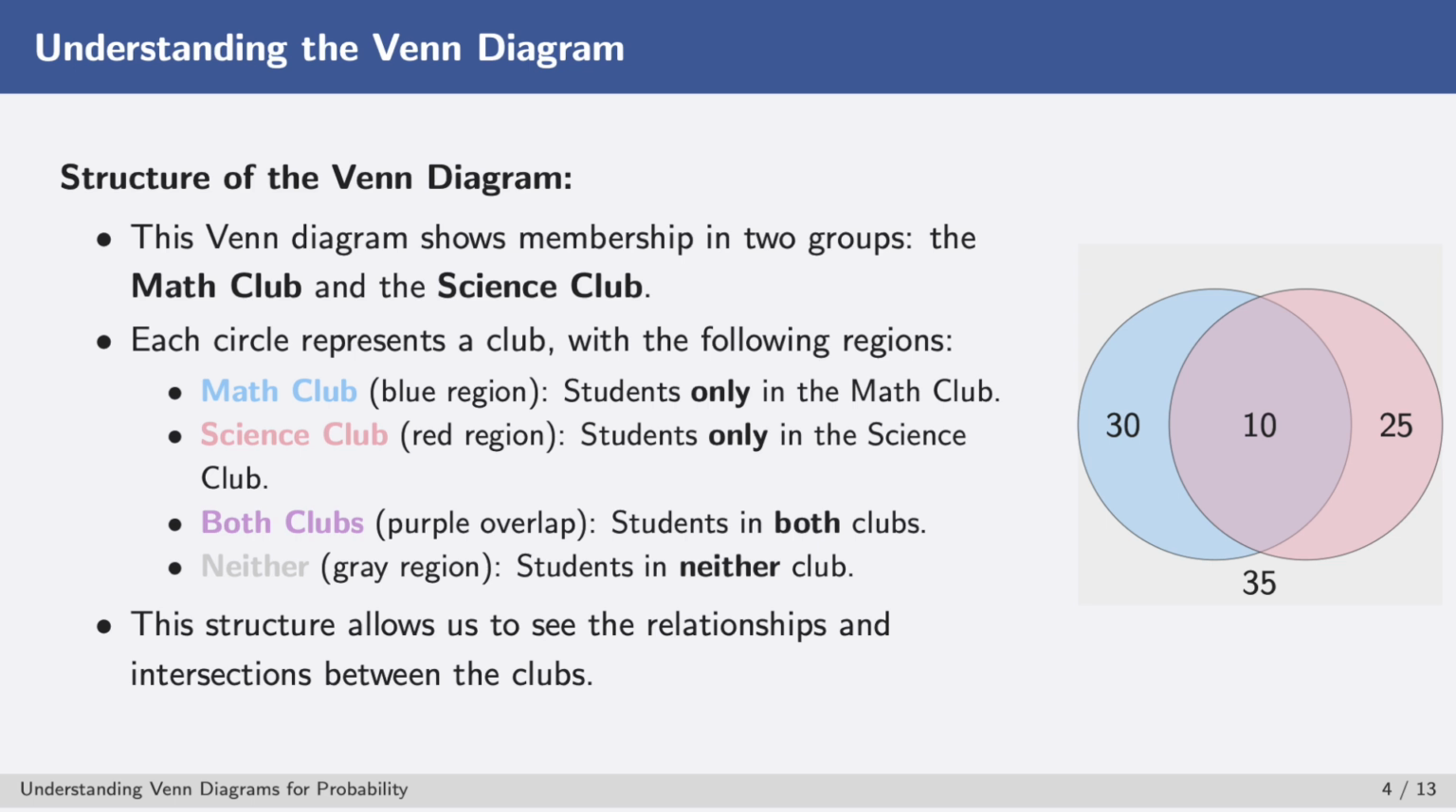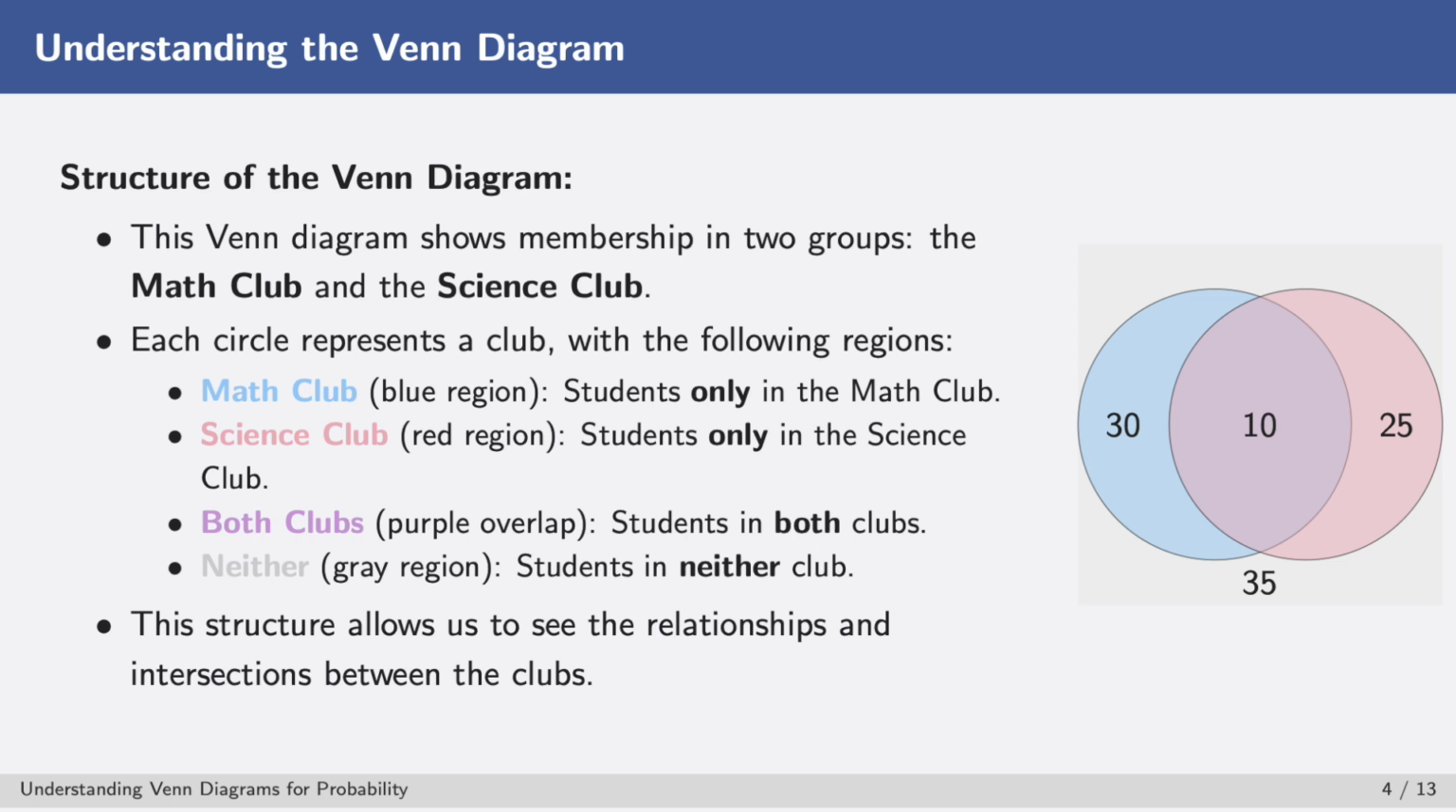Here's the full Venn diagram with numbers showing how students are divided across the categories. Referring to point 1 on the left side of the Venn diagram, we see 30 students in the math club circle who are only in the math club. These students aren't members of the science club, so they're in the blue region on the left.